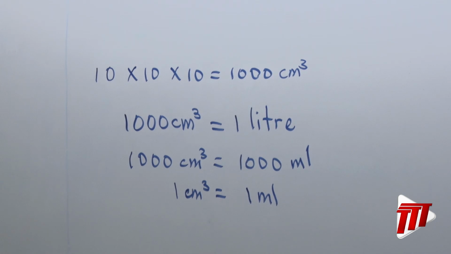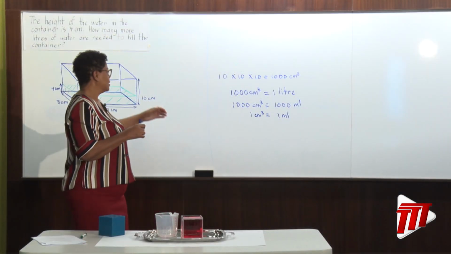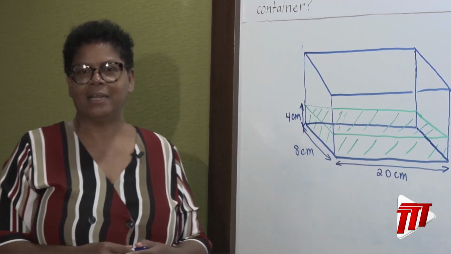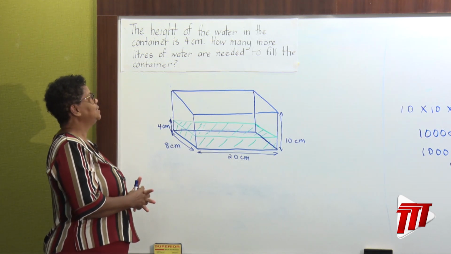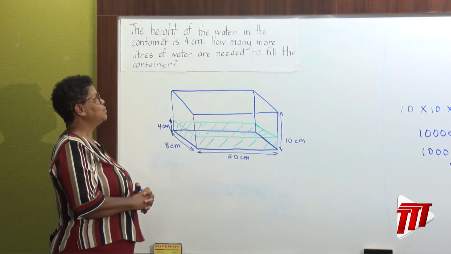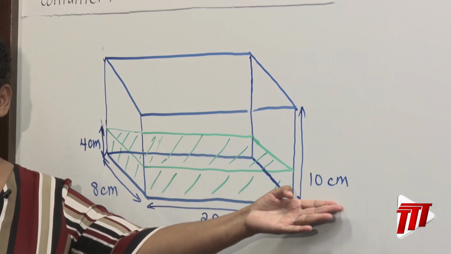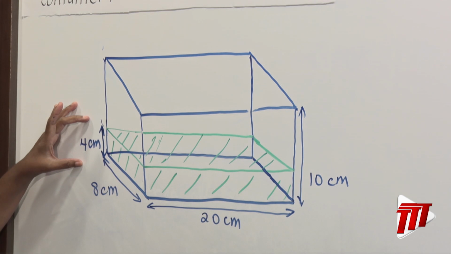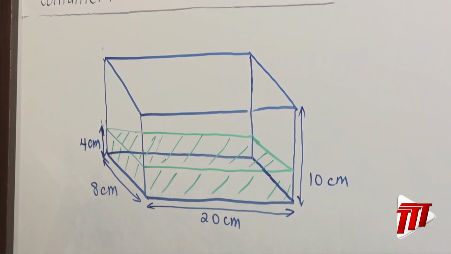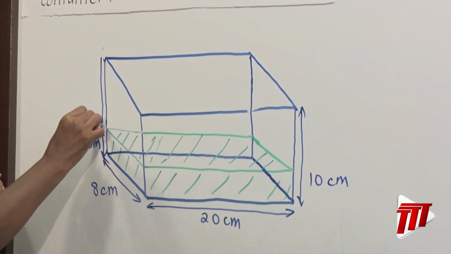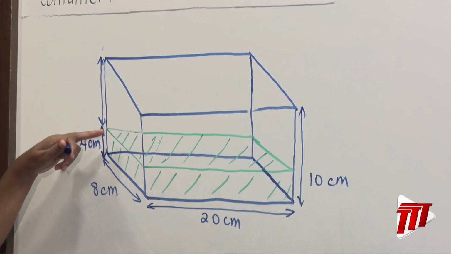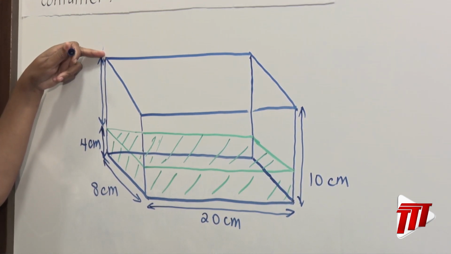I'm going to use this information to help solve this problem. Let's read the problem. So the height of the water in the container is 4 centimeters. How many more liters of water are needed to fill the container? We have a container here with a length of 20 centimeters, a width of 8 centimeters, and a height of 10 centimeters. The height of the water is 4 centimeters. We need to find out how many more liters of water would be needed to fill from this 4 centimeters to the 10 centimeter.